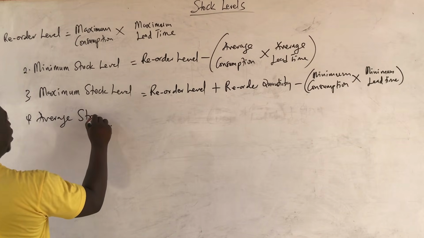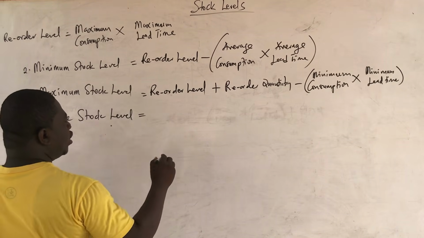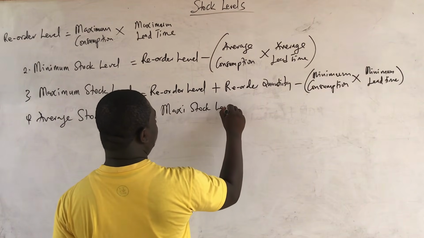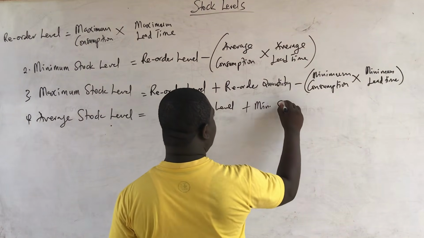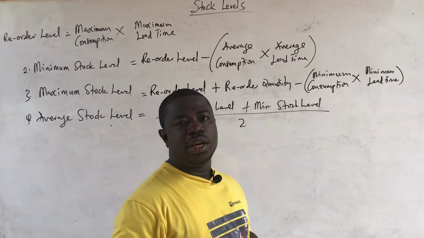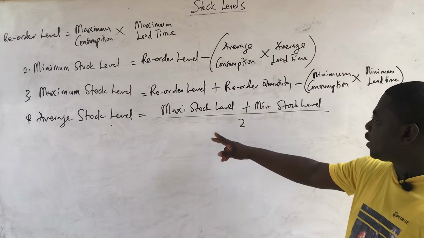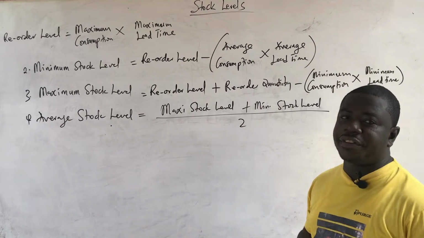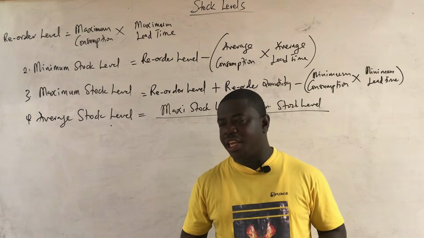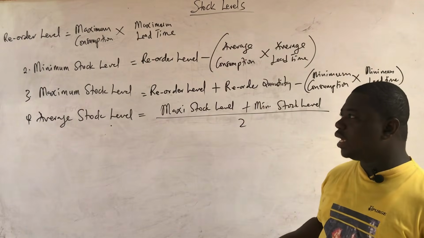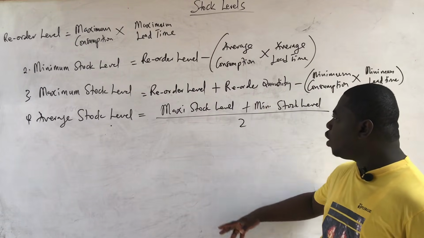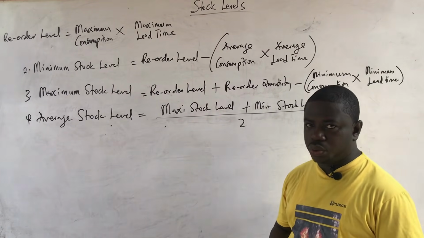The average stock level is very simple. Your average stock level can be given as your maximum stock level plus your minimum stock level, all divided by 2. So this is one easy way to go by that. Your maximum stock level plus the minimum, you add the 2, you divide by 2, you have an average. The average stock level is actually not so important for decision making purposes. These 3 are very key, and then the economic order quantity as well. So this is how to go by your average stock level, maxi plus mini divided by 2.